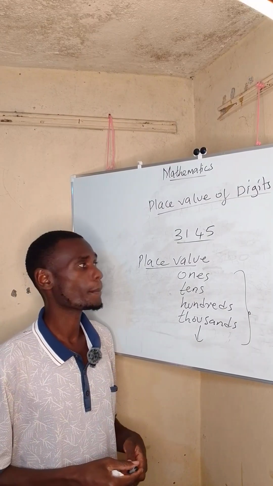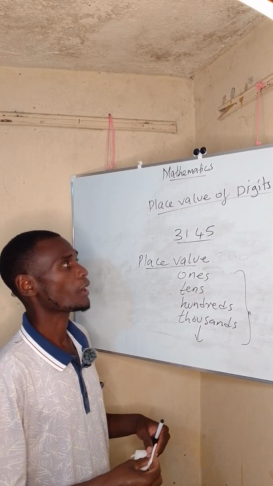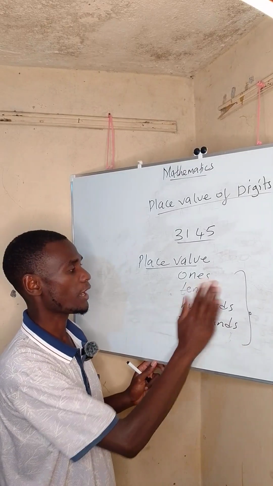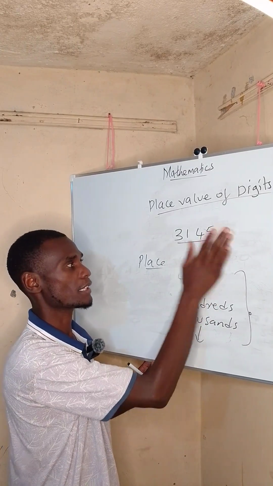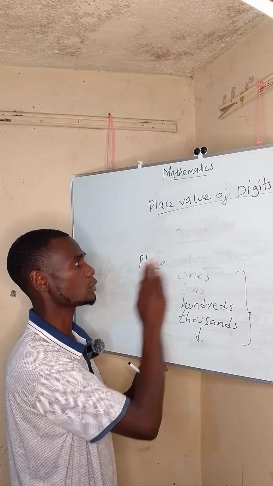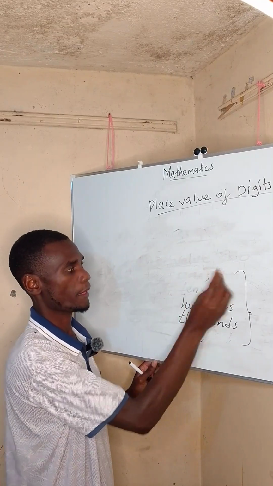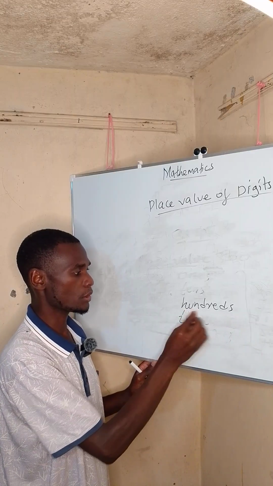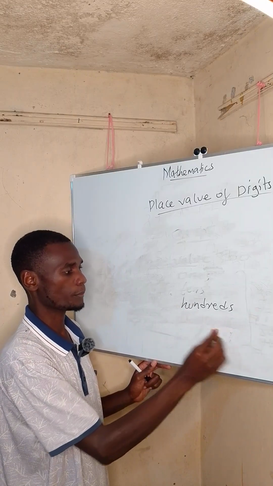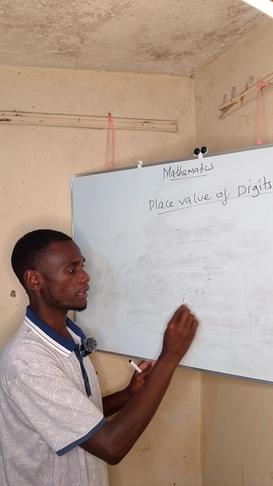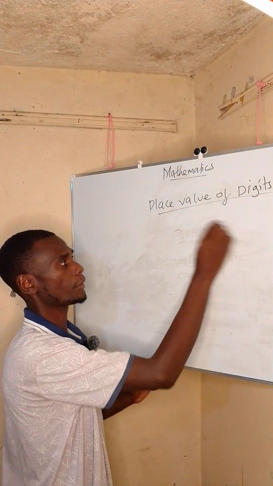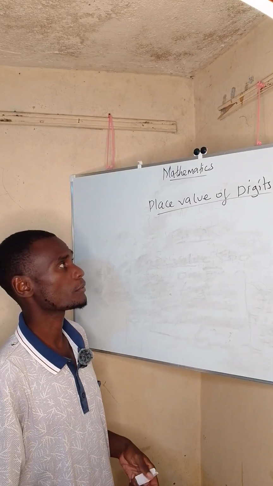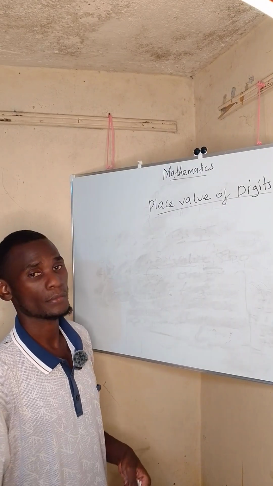Welcome to today's lesson. We are going to discuss mathematics grade 5 under the substrand place value of digits. A grade 5 is not very new with the word place value. They did it in grade 4, and of course they also did it in grade 3. So a grade 5 is very conversant with the word place value.